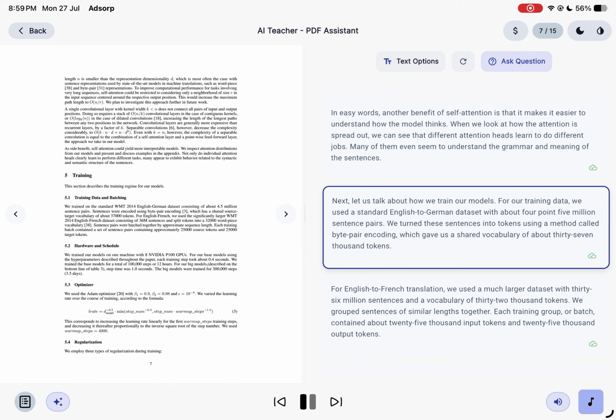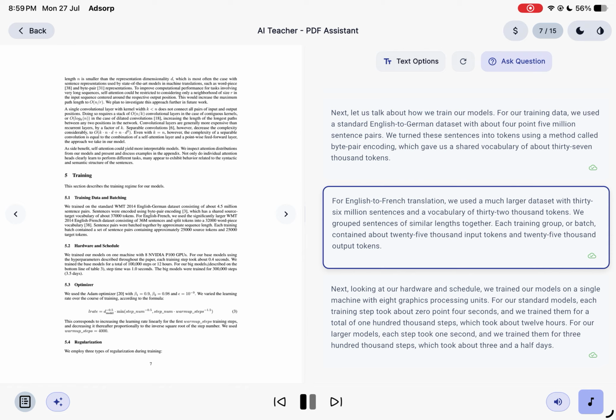We turned these sentences into tokens using a method called byte pair encoding, which gave us a shared vocabulary of about 37,000 tokens. For English to French translation, we used a much larger dataset with 36 million sentences and a vocabulary of 32,000 tokens. We grouped sentences of similar lengths together. Each training group or batch contained about 25,000 input tokens and 25,000 output tokens.